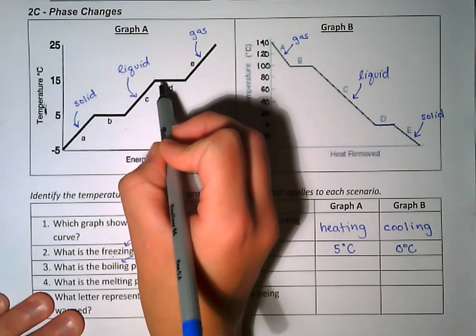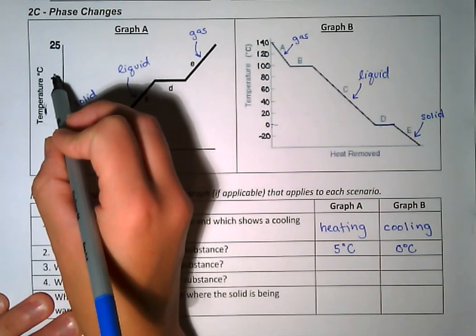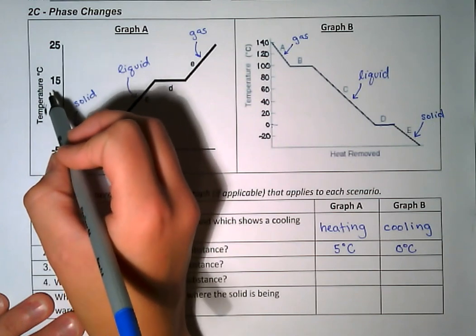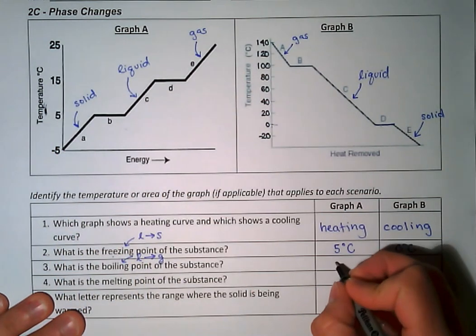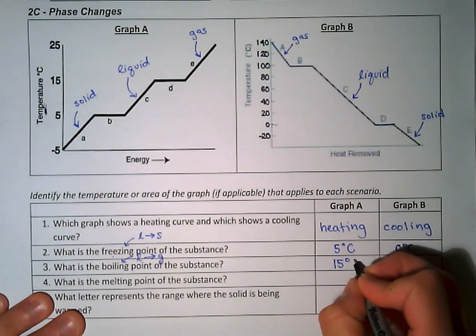So we just need to go over to the x-axis and figure out what temperature that's at, and we see that it's at about 15 degrees Celsius. So our boiling point is 15 degrees Celsius.